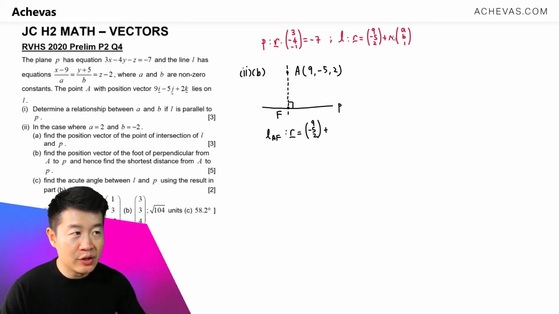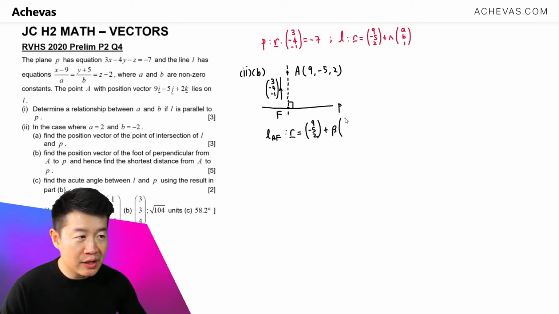Then plus, since we have already used lambda for the line L, I'm going to use beta. Beta of a direction that is going to be parallel to AF. And the direction that is parallel to AF is going to be parallel to the normal to the plane P. So the normal to the plane P, which was 3, -4, -1, I am going to make use of it here. So 3, -4, -1.